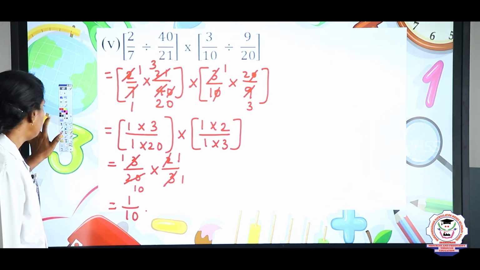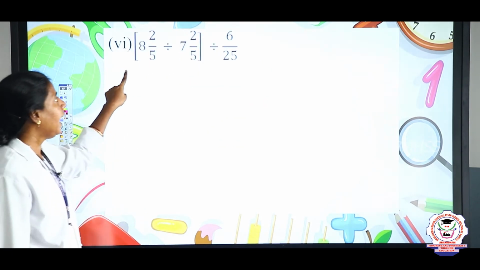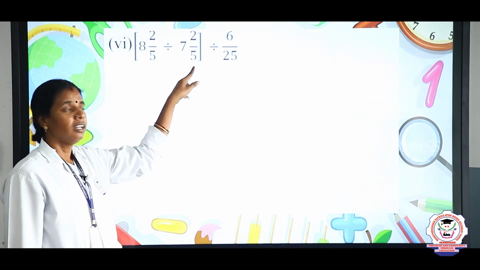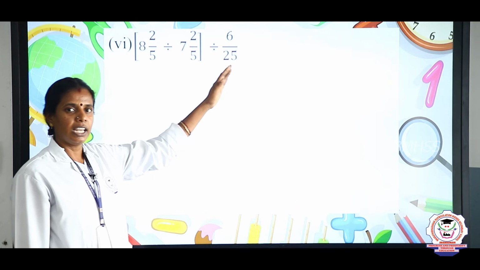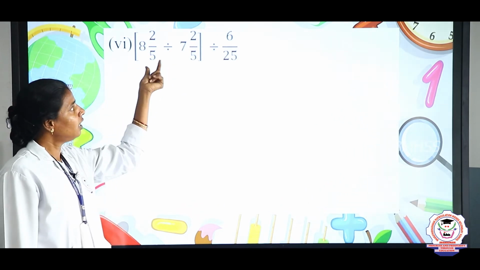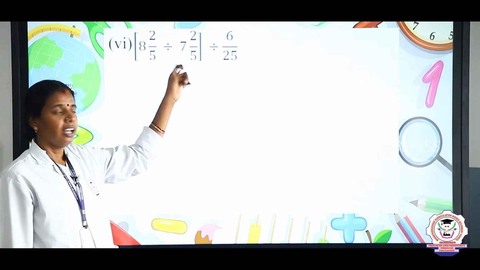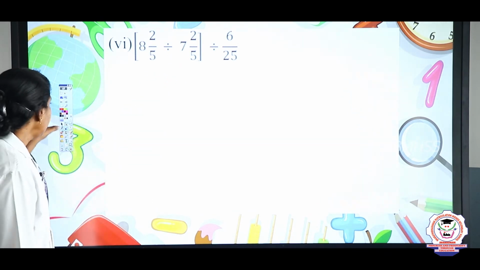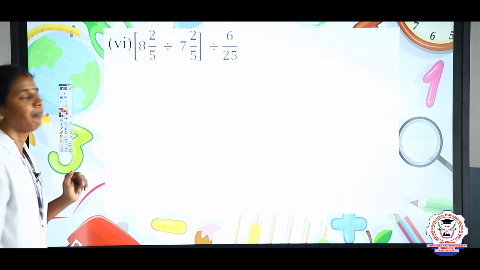And the last problem we are going to see is 8 2 by 5 divided by 7 2 by 5 divided by 6 by 25. First we will solve the two division symbols which are given. We will solve these two fractions and we will get the answer, right? Then we will divide with the third fraction.